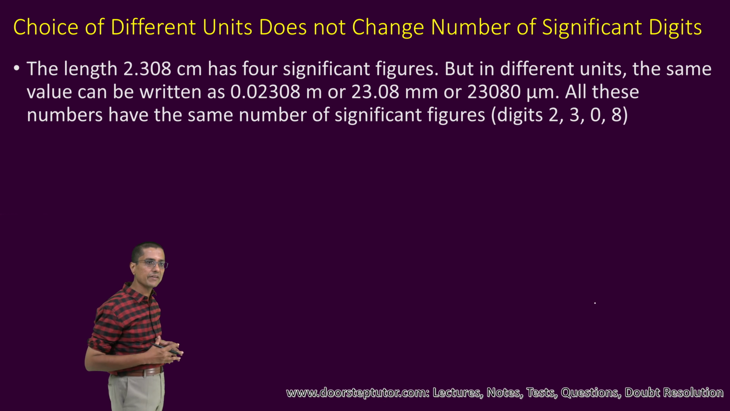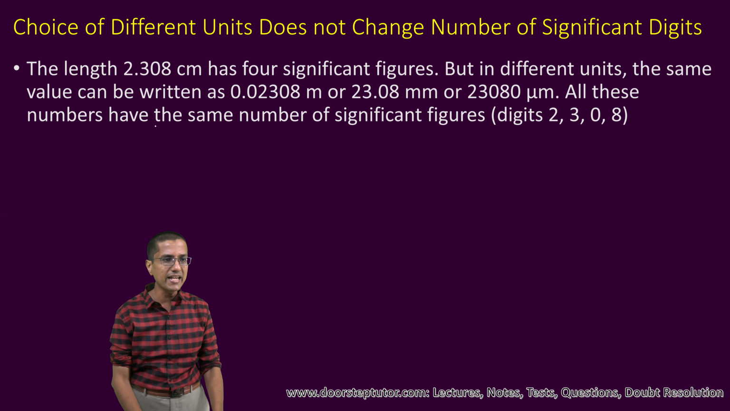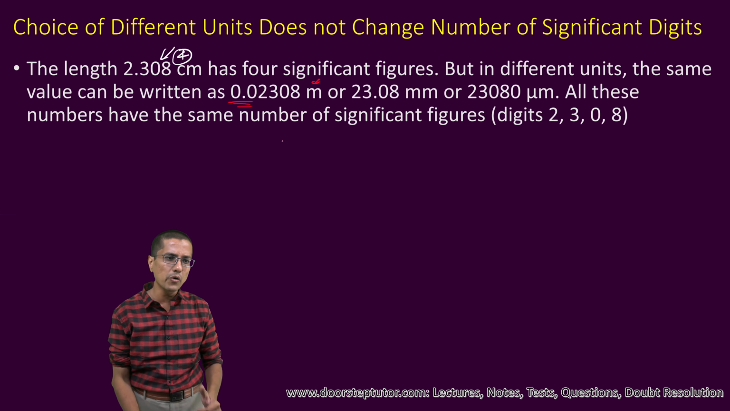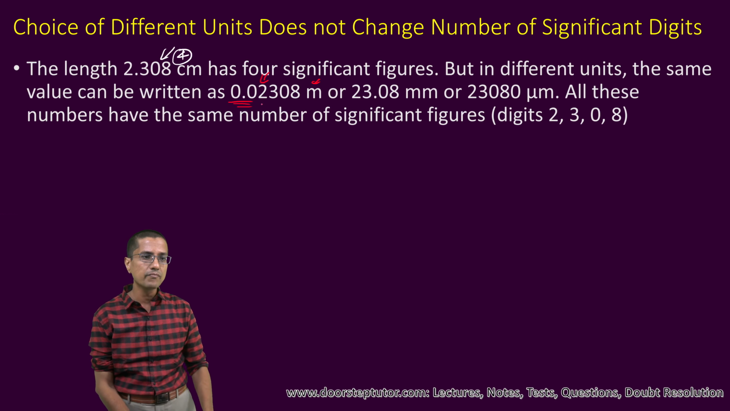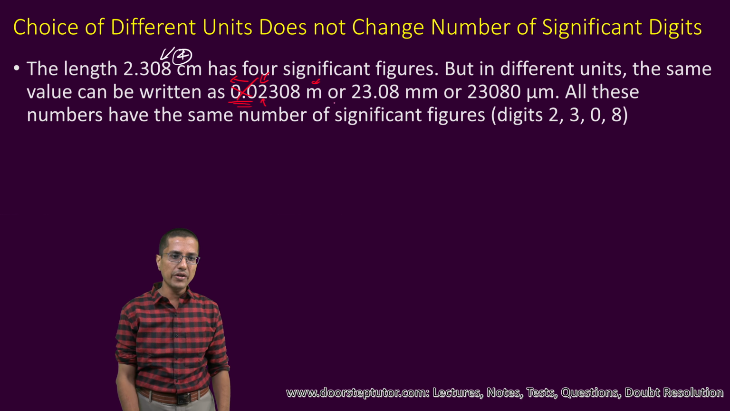Now this is an example given in the book which kind of makes sense. It says that if I have a length measured like this in centimeter, this has 4 significant figures. If I change the units to meters, that is, I add zeros to the left, which we know that all the zeros to the left of the first non-zero digit are always insignificant. We know that. So this is the first non-zero digit, and all the zeros to the left of this are always insignificant. Now this has therefore 4 significant figures.